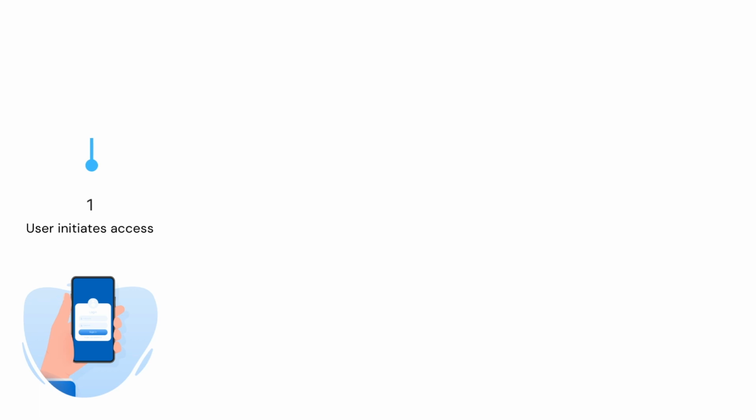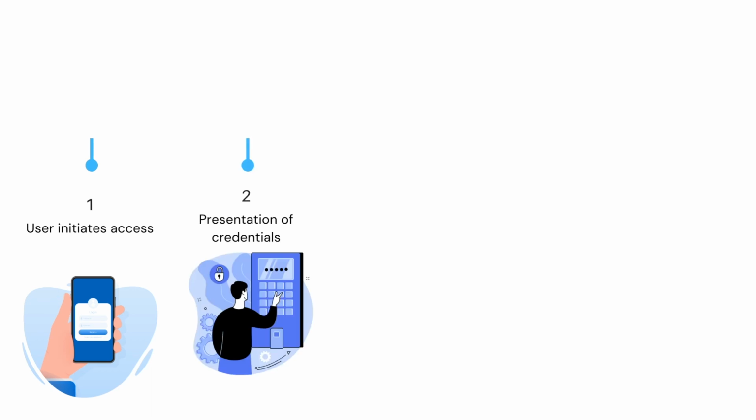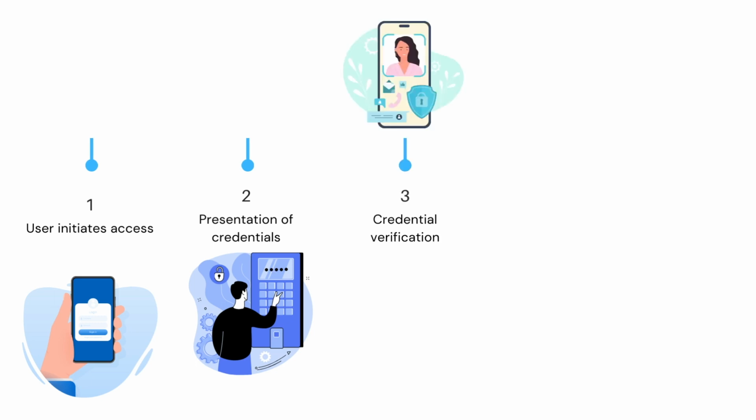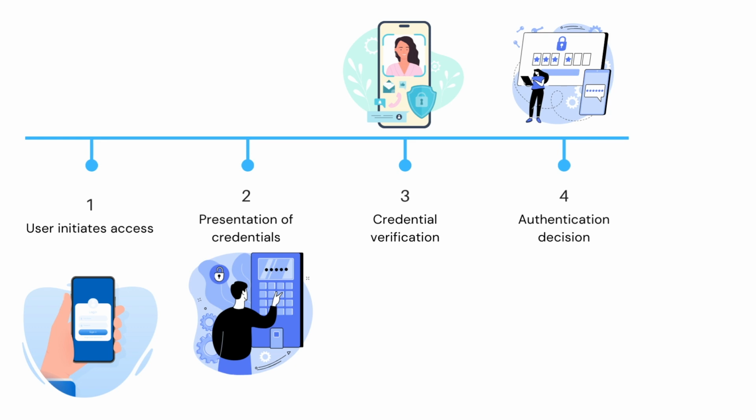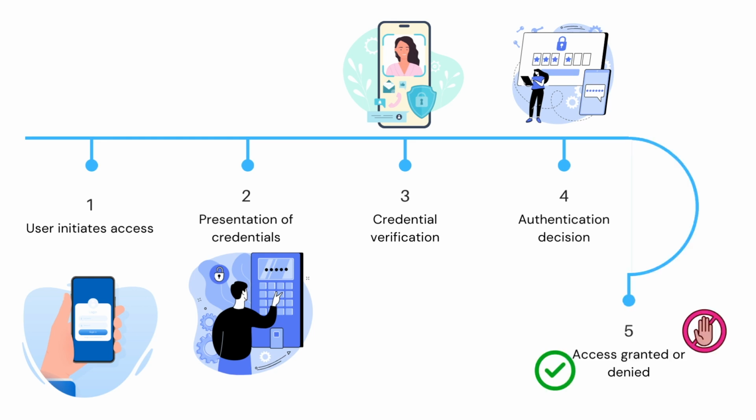So the user requests access to an application. The user provides the necessary authentication credentials such as a username and password or a fingerprint scan. The system compares the provided credentials against the stored or pre-registered information associated with the user's identity. Based on the comparison results, the system determines whether the user's identity is confirmed and whether access should be granted or denied.